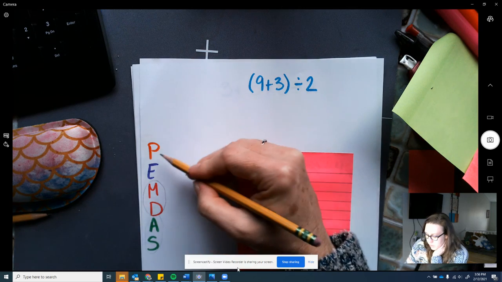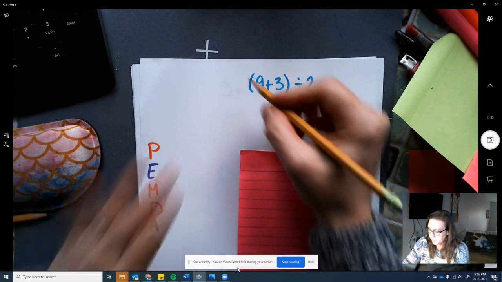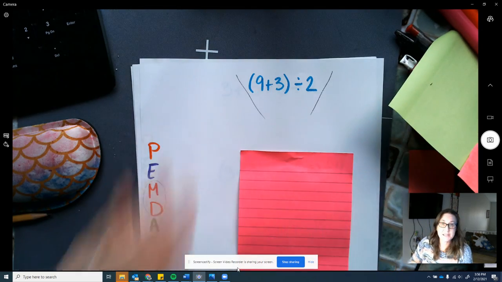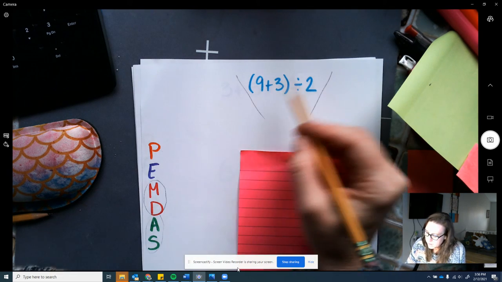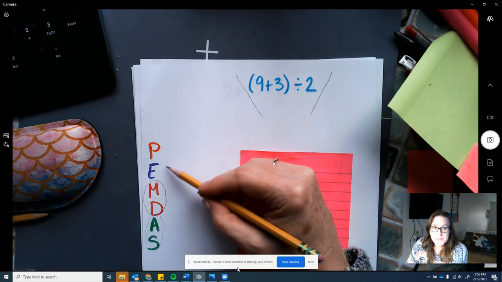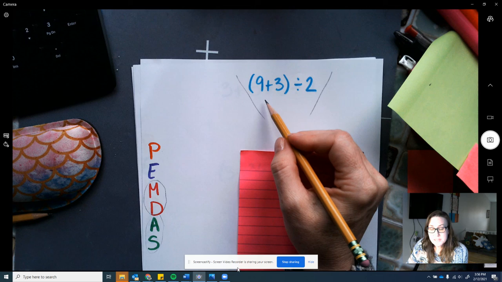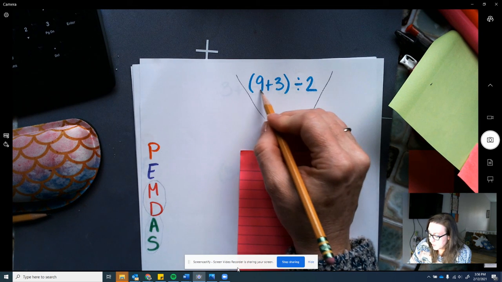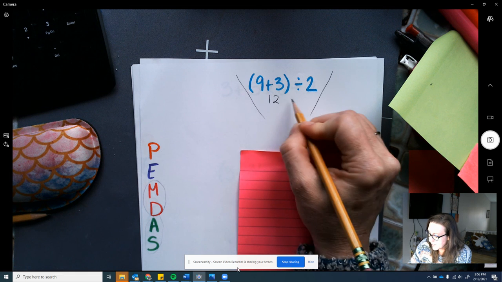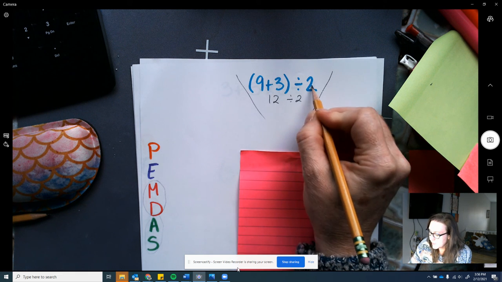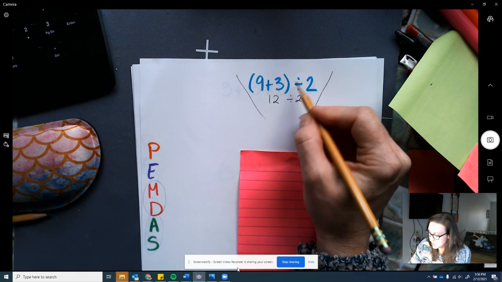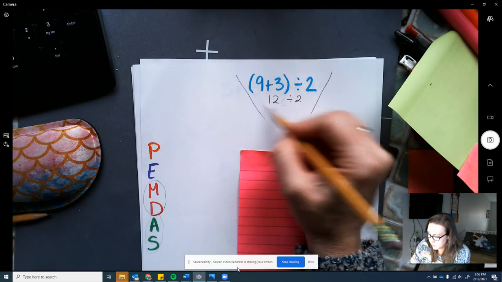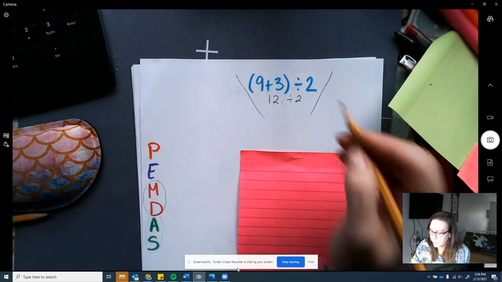Okay, so the first thing I'm going to look for is parentheses. Actually, first thing I'm going to do is make that upside down triangle. All right, so I'm going to look for any parentheses. Do I have parentheses? Yes, I do. So I have to do that first. 9 plus 3 is 12. And now I'm going to rewrite the rest of my problem exactly the way it is. I'm just going to kind of bring this part down. I solved this part. I'm bringing the rest down.